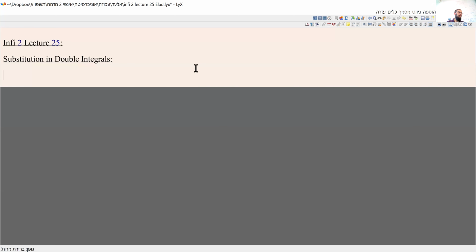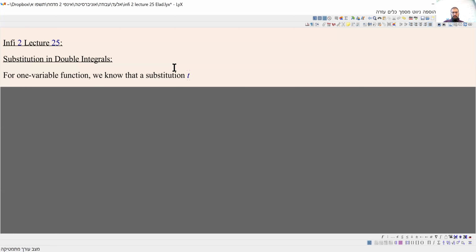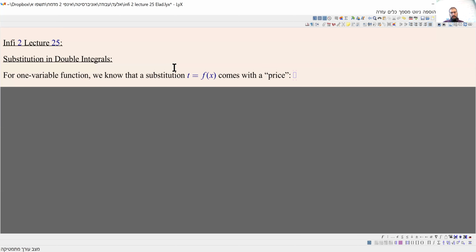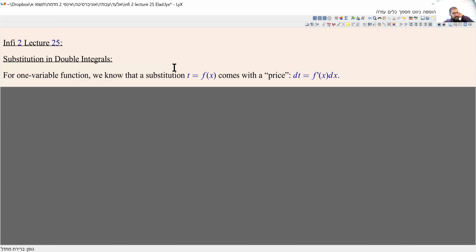Okay. We know what we do when it comes to functions of one variable. For a one variable function, we know that a substitution t equals some function f comes with a, let's call it, price. The dt is f' of x dx. And so the price is f'.